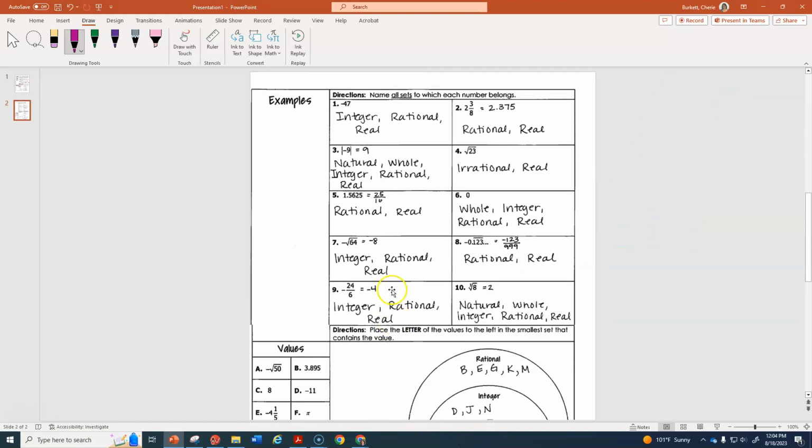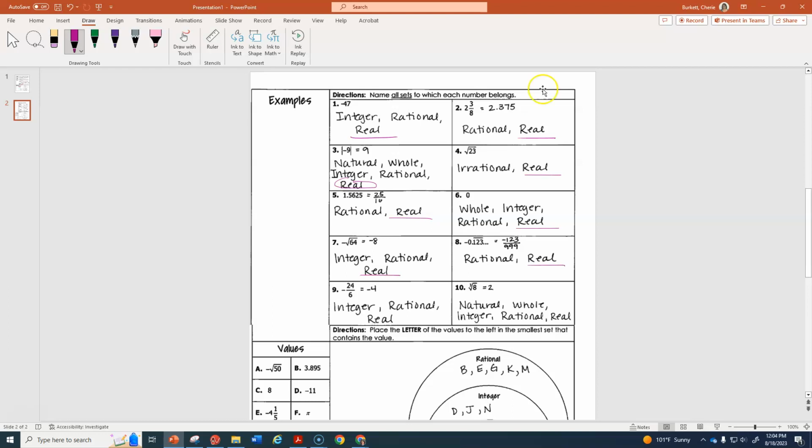On your assignment, you're going to be asked to name all the sets that each one of these numbers belong to. So everything on here is going to be a real number. In Algebra 2, you learn about numbers that are not real, and those numbers are called imaginary. I don't think we do that in Algebra 1. So all of these numbers, notice the real set has been listed on every single one of them, because all of these numbers are real. You will find them on the number line.